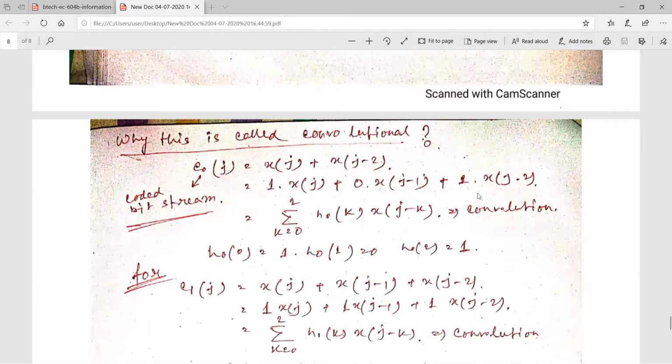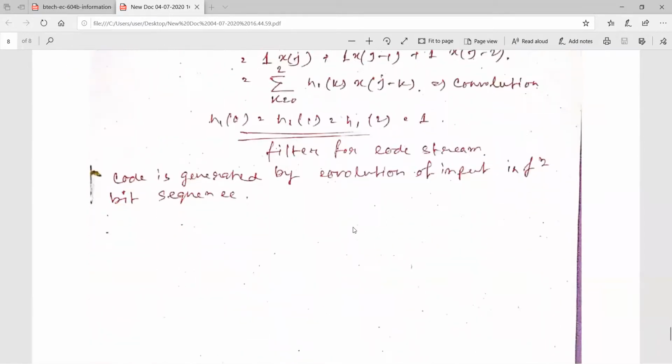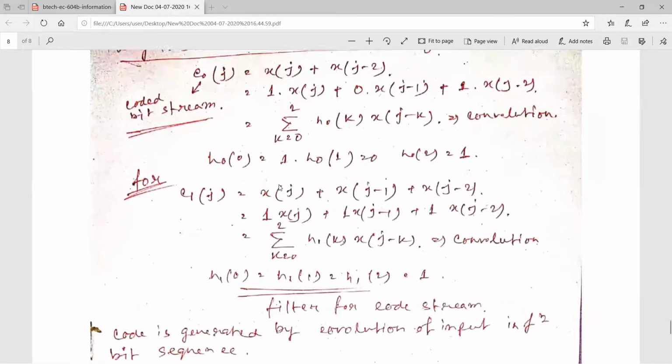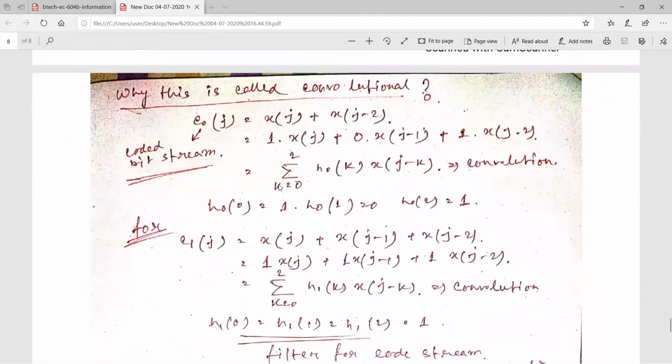And if we represent it like this, in this convolutional form, we can relate it to the convolutional structure. This is the convolutional function. So that's why this is the convolution, and that's why we can say that the code is generated by the convolution of the input information bit sequence. That's why this is called the convolutional code.